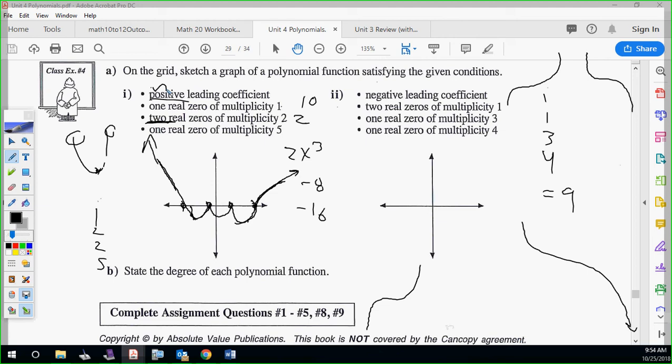Okay, 2 real zeros, a multiplicity of 1. So then we have two things going through once. Okay, so we'll do a dot here, a dot here. We have 1 real 0, multiplicity of 3. We got a twist there. And then 1 with a multiplicity of 4, we got a bounce there.